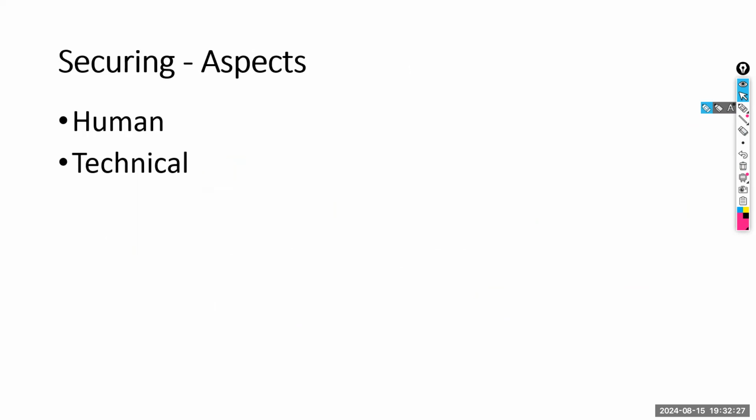So this is another way of looking at it, that is human and technical. Of course, when you secure software, communication, data, it's more of a technical aspect: encryption, logging, monitoring. At the same time, there's a human aspect. Can you trust your employees?